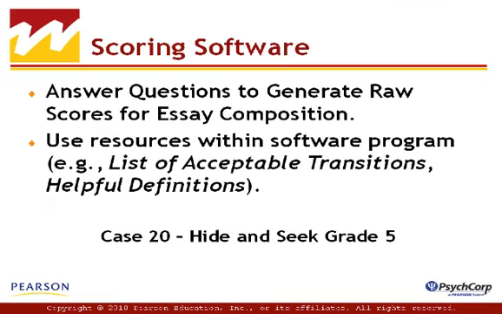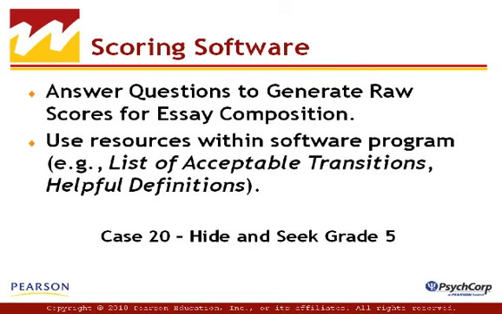The other thing that you can do, there are several ways, certainly using the information in the examiner's manual, using the quick score guide, can also use the scoring software. And if you use the scoring software, the software will prompt you to answer questions, and the software itself will generate the score for the essay. Within the software program, there are several different resources. The list of acceptable transitions to which I've been referring is included with the software as well. Also, some of the helpful definitions that are also included in the examiner's manual are integrated with the software.